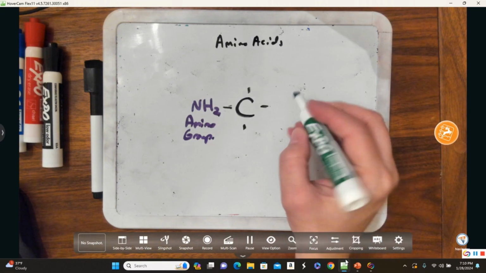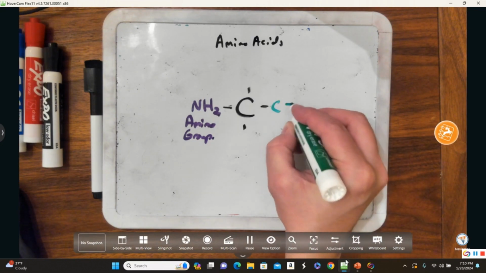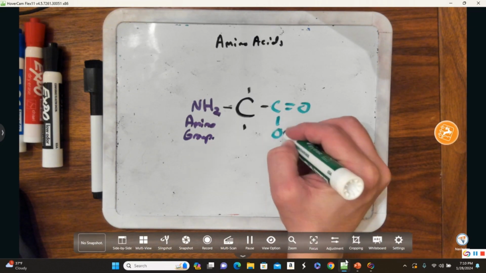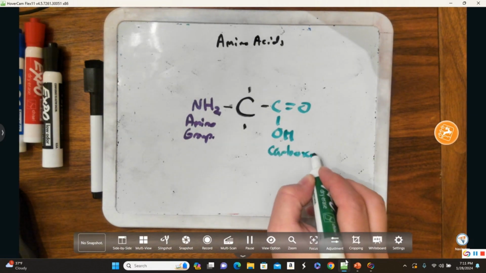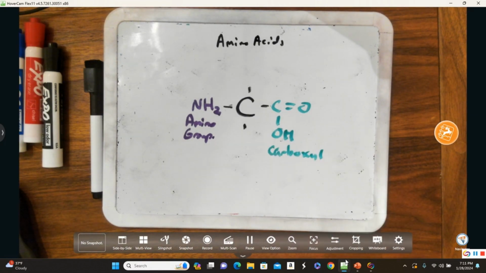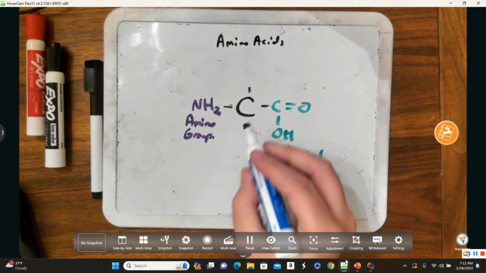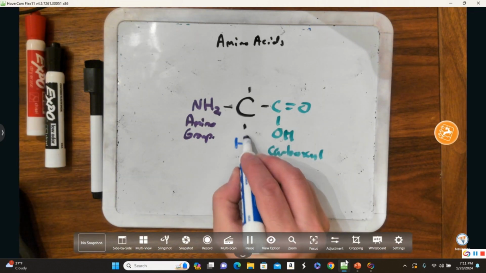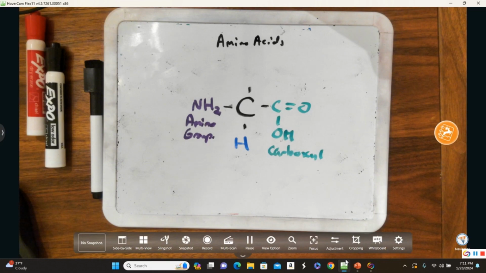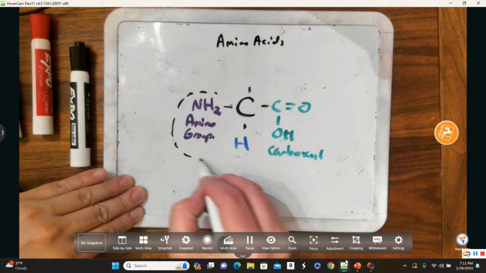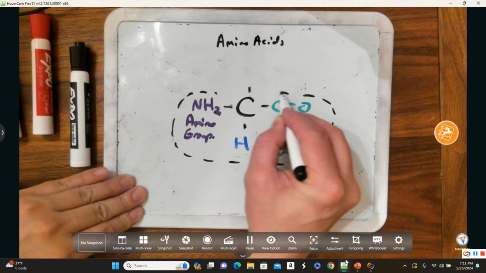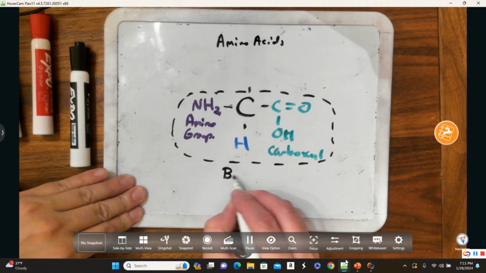It likes to bond to a COOH, called a carboxyl group. It also likes to form with a hydrogen. And what this creates is a backbone.